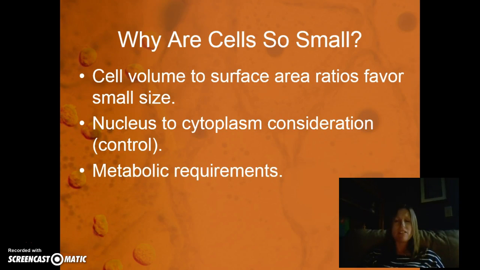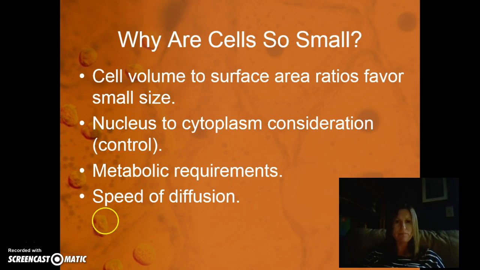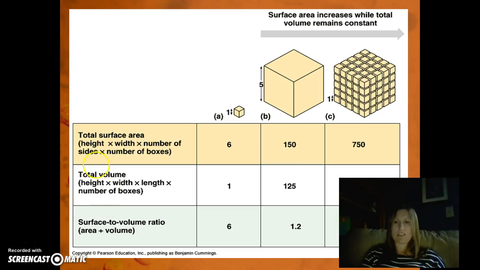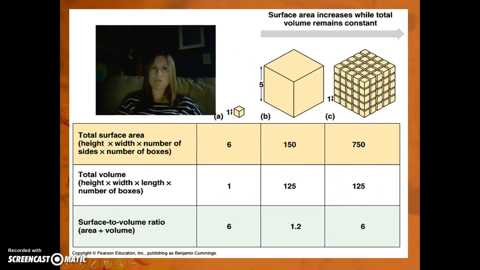Metabolic requirements, the larger the cell, the more energy it's going to need. So the smaller the cell, it's easier to sustain and regulate the materials that are going in and out, which brings us to speed of diffusion, which is the movement of substances across the cell membrane. So let's take a look at this image here. Yes, I stole this one from your book.